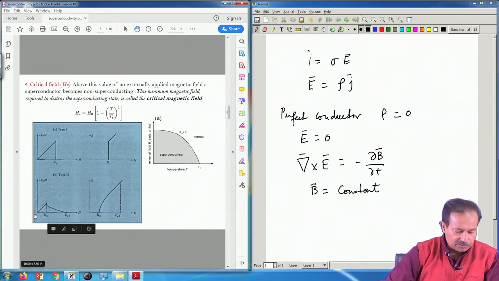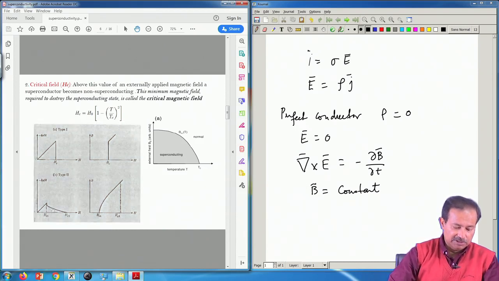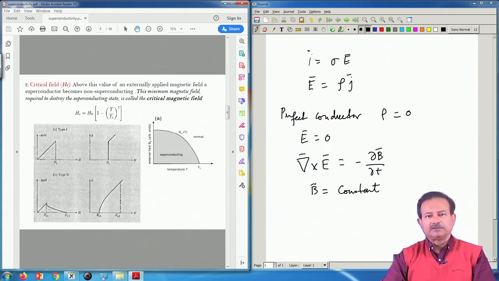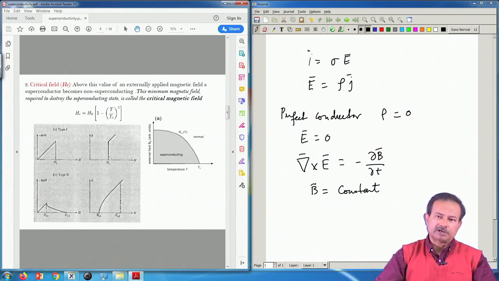Type 2 has a behavior in which there is an Hc1 and then the field starts decreasing, and there is an Hc2. After that the field is completely expelled, and that is interesting, because in this state beyond Hc1 the system is in a mixed state where magnetic fields do penetrate the superconducting material, but in a sort of vortex lattice, like tubes through which magnetic field passes. Those are called vortices, and those vortices form a lattice. That is extremely interesting physics, and we will discuss it towards the end.